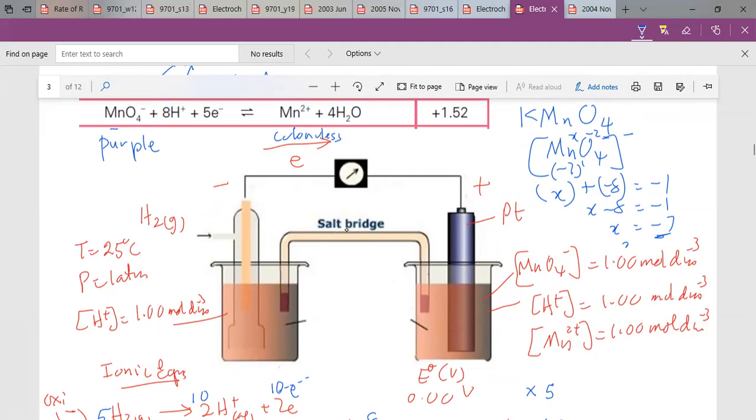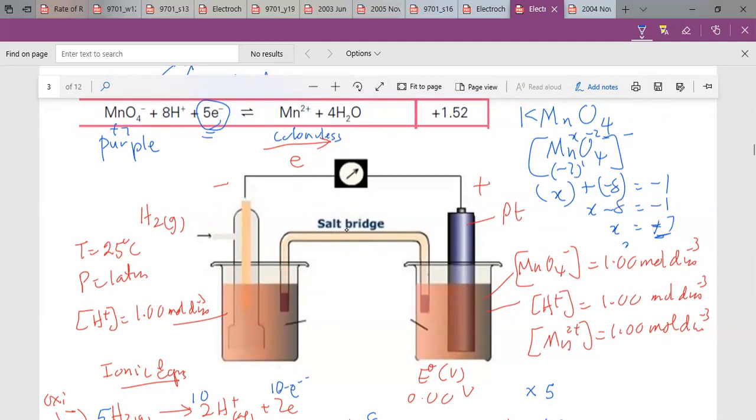So plus 7, what am I talking about? Plus 7. Sorry, how can it be minus? Plus 7 must gain 5 electrons to become Mn2 plus. Right, that's why this must come from somebody. Who? So we put in hydrogen here.